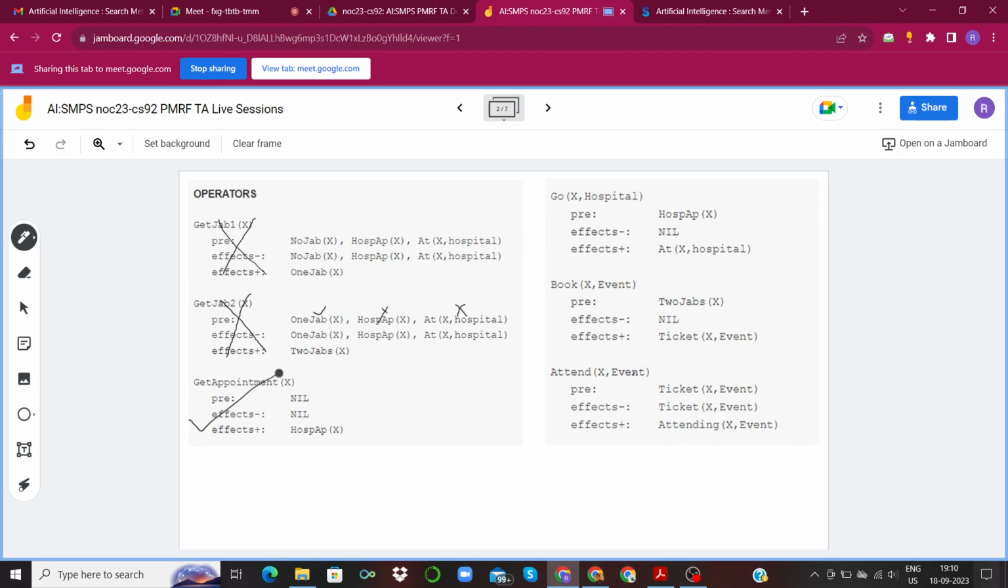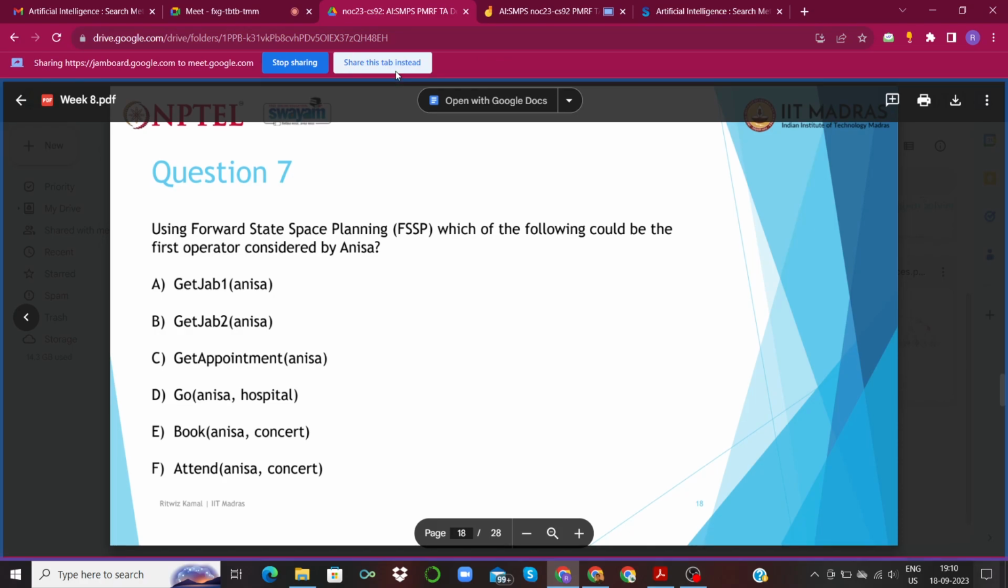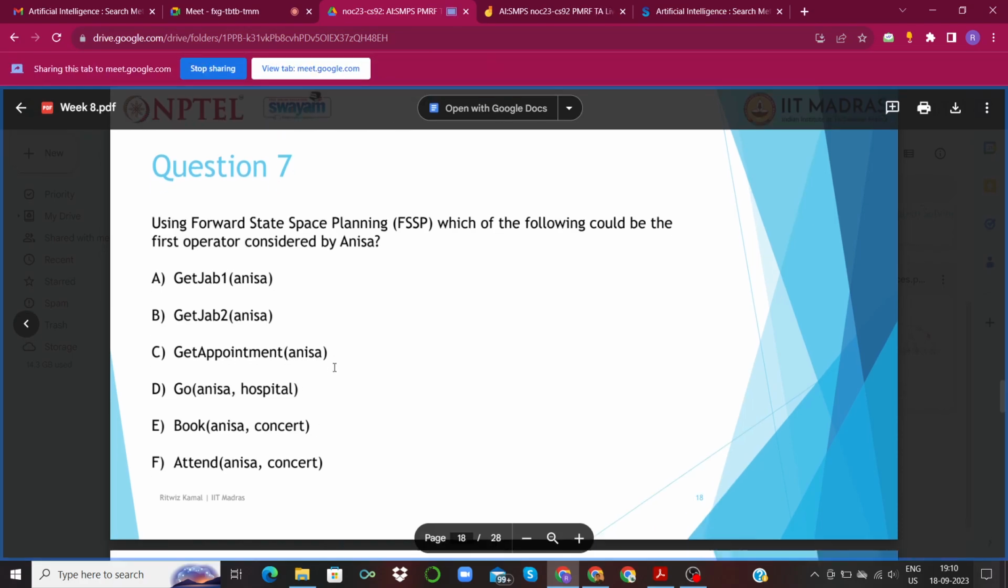This again we can apply because this does not require any precondition. This we cannot apply, this we cannot apply, and this we cannot apply because none of their preconditions are satisfied in the initial state. So for Anisa, the only correct option would be get appointment Anisa, okay, which is option C.